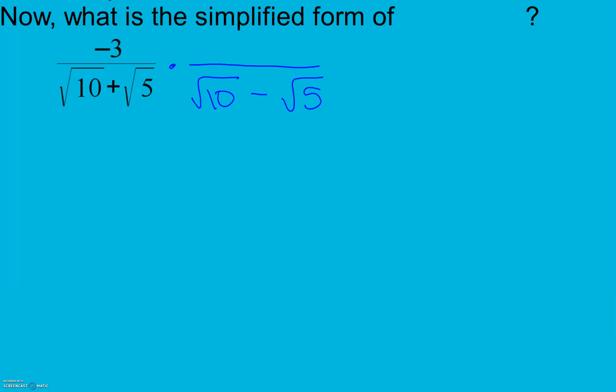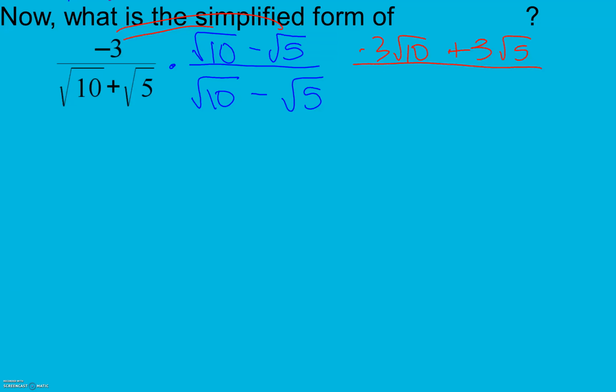Whatever I do to the bottom, I also have to do to the top. So since I multiplied by square root of 10 minus square root of 5 in my denominator, I have to do the same in my numerator. Now, I'm going to multiply. So I'm going to distribute here. We get negative 3 square roots of 10. And a negative times a negative is going to give me a positive 3 square roots of 5.